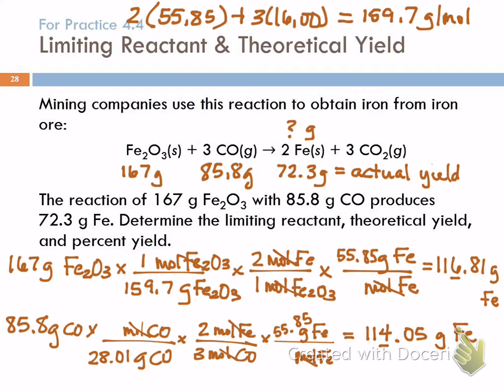What's the theoretical yield? The smaller one. So this is the theoretical yield. You should label it somehow. What's the limiting reactant? CO. It's the one that made this. Just go back. There it is, CO. So carbon monoxide, that's the limiting reactant.